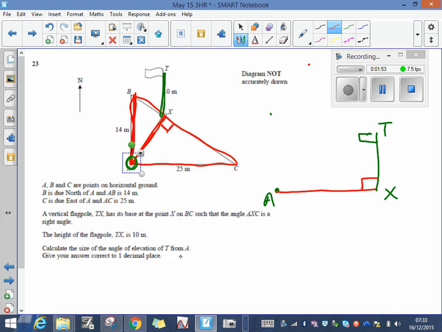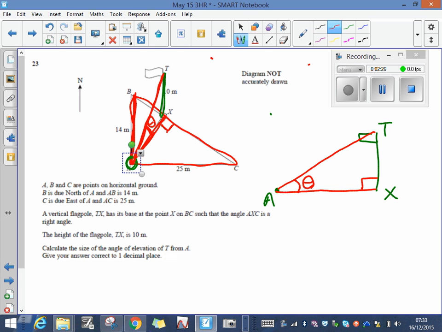The angle of elevation of T from A is the angle you'd see if you imagine standing at A and looking at the top of the flagpole: it's the angle between this imaginary line and the horizontal. So the angle that we're trying to find is this one here, which is theta. If I transfer it onto this diagram, it's less obvious where theta actually is, but I'm going to draw a straight line-ish from A to T, and the angle that we want is this one here, angle theta.